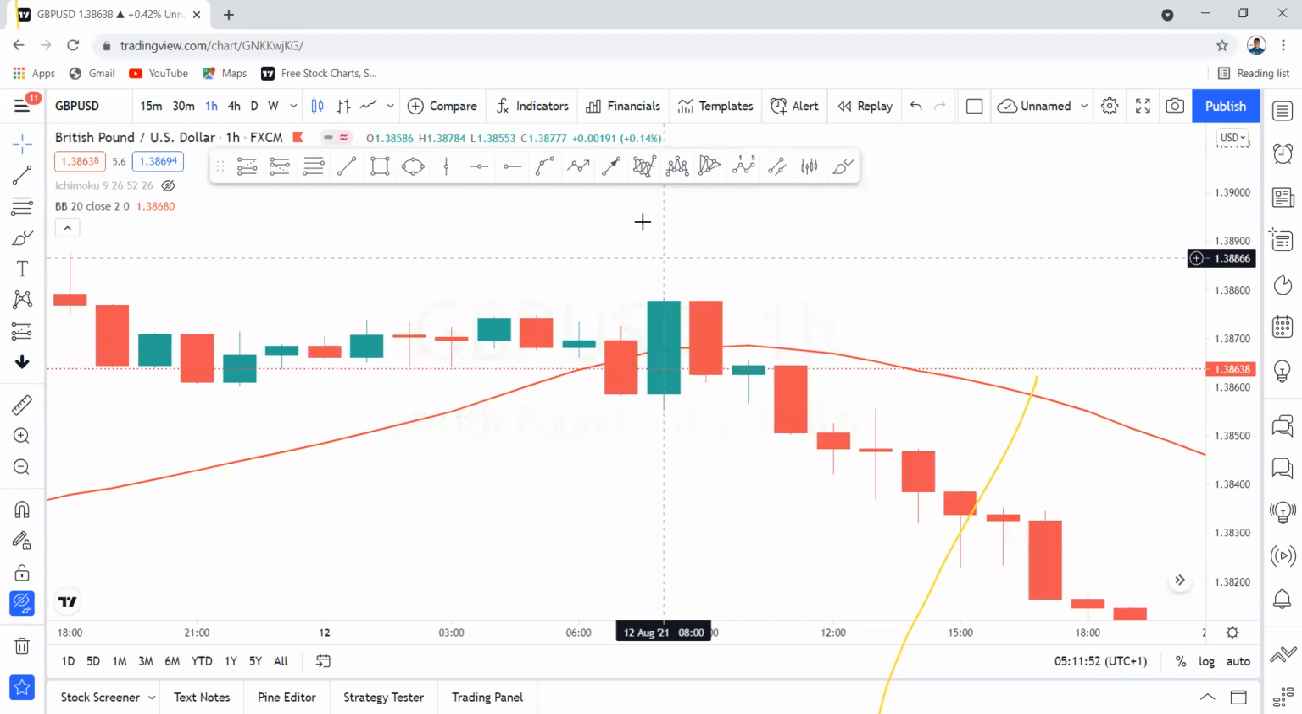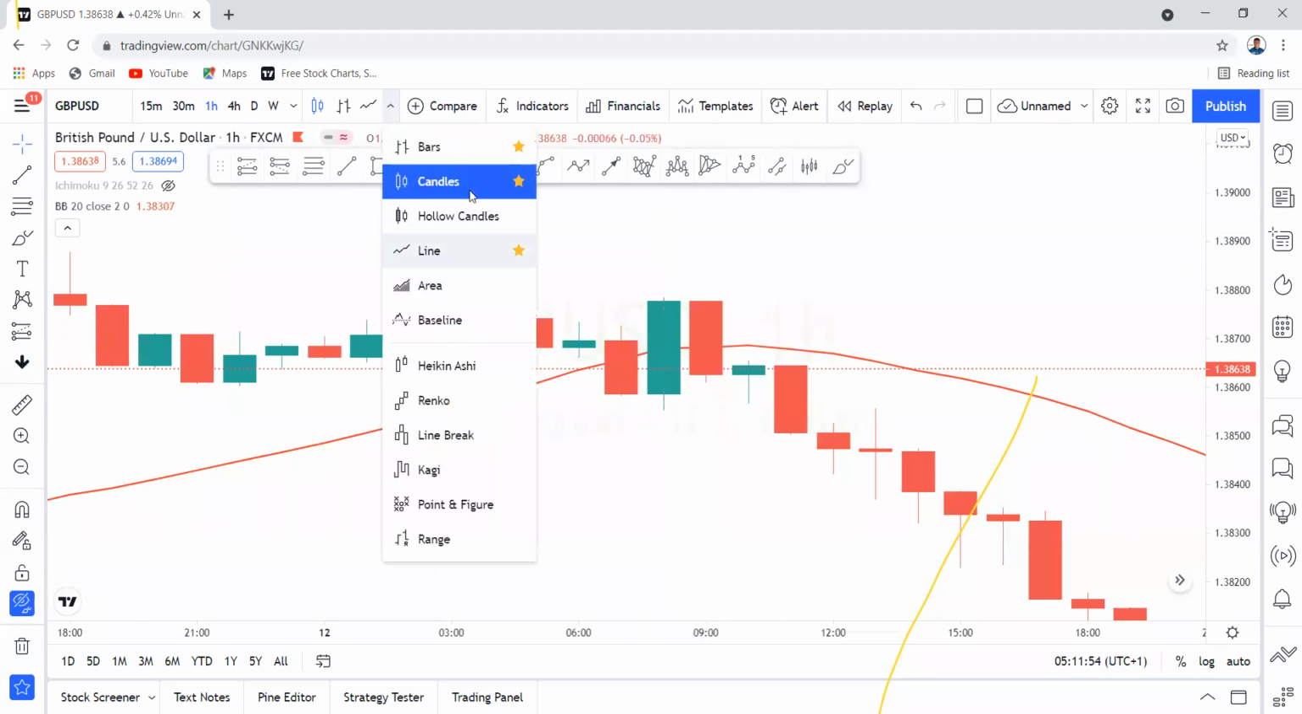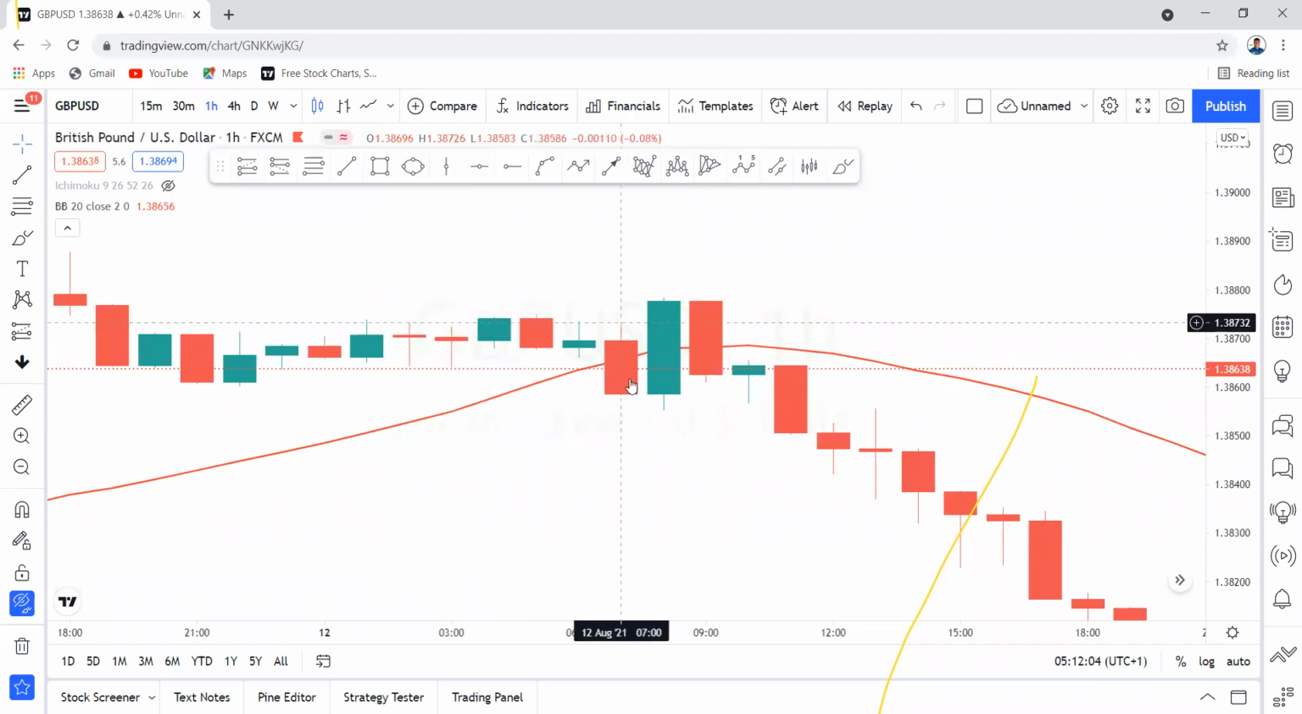And we have many different kinds of charts. But this right here is a candlestick chart. We have the bar chart, the line chart, but those are the three that are mostly used. And these candlesticks are the Japanese candlesticks, meaning they were invented by the Japanese.